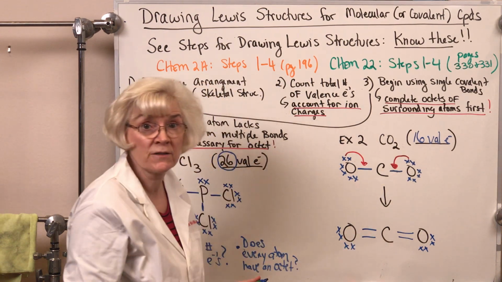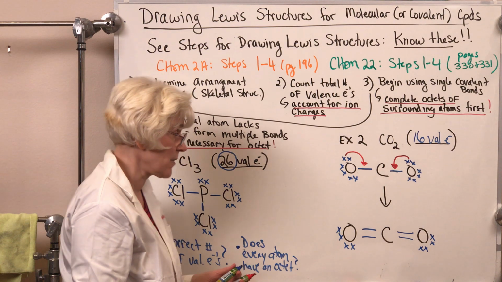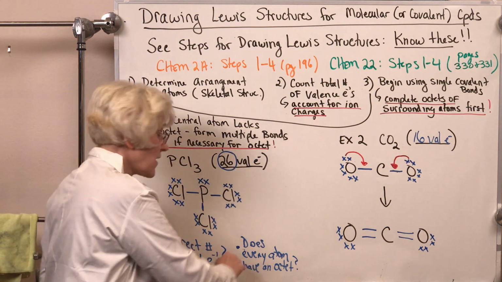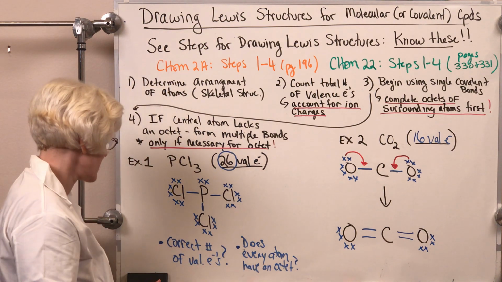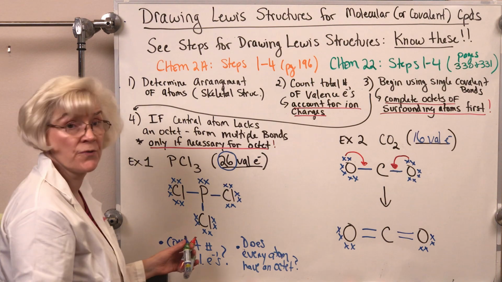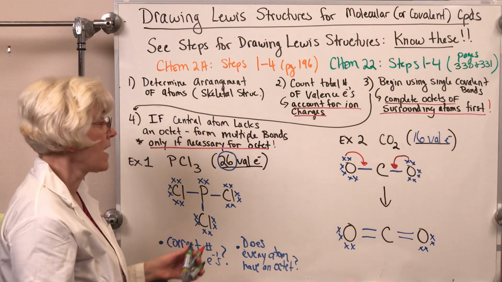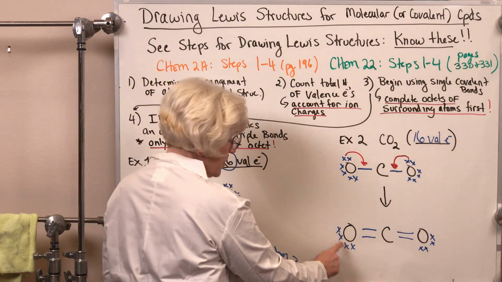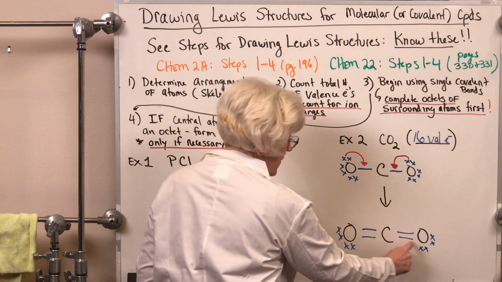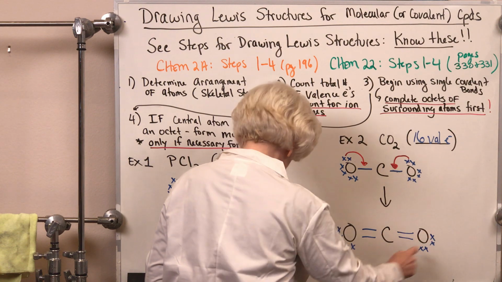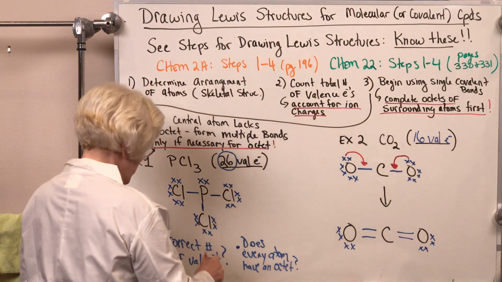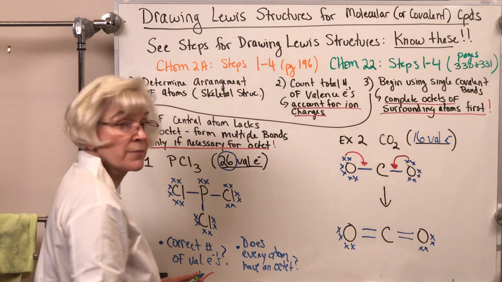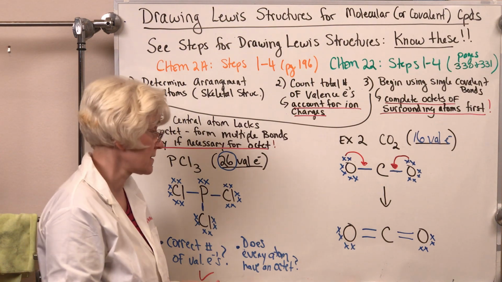Looking at this final Lewis structure that we've drawn, let's ask ourselves the 2 important questions. Does it show the correct number of total valence electrons? 2, 4, 6, 8, 10, 12, 14, 16. Yes, it shows the correct total number of valence electrons.